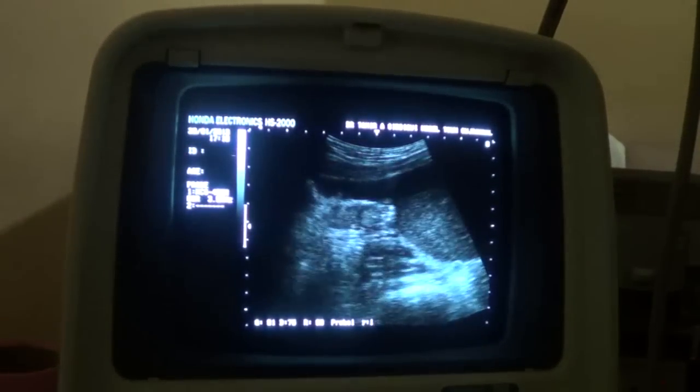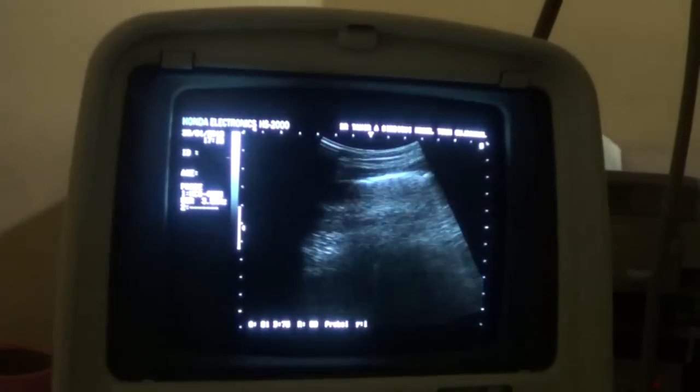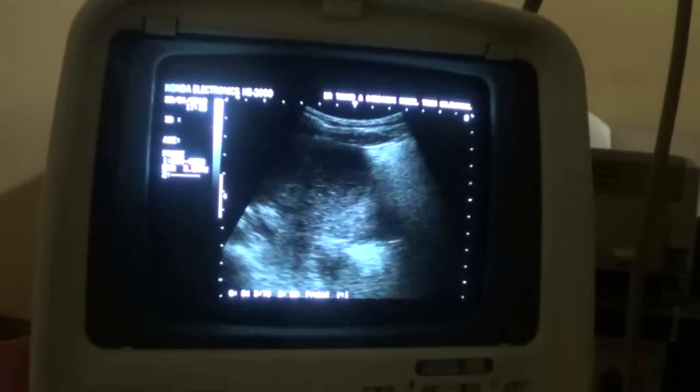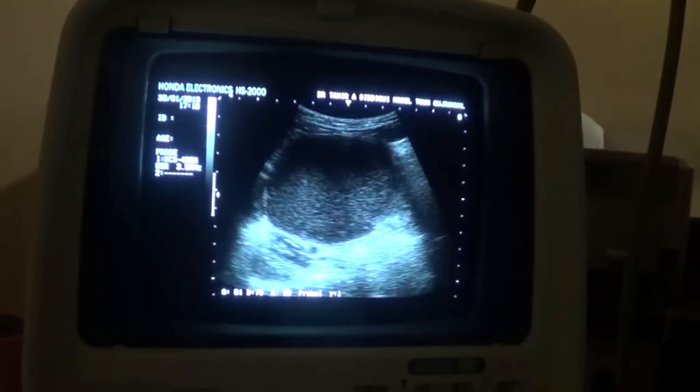I have gone through this scan. I didn't see any ascites, no effusion seen. I did not see any para-aortic lymph node.